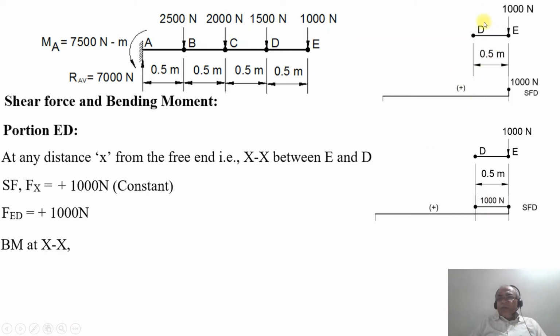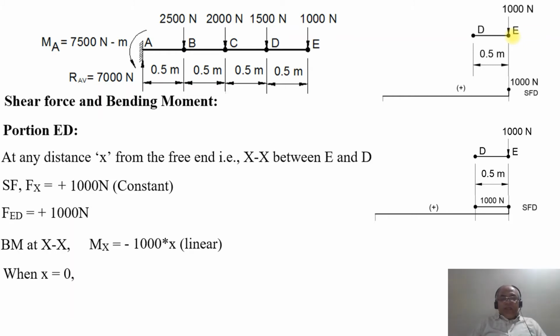Now, what is the bending moment at the section XX? Suppose you are considering the section here, at distance x from the free end. What is the bending moment at this section? It is the force into the perpendicular distance, the load into perpendicular distance, 1000 into x. Since it is a hogging bending moment, it is going to be negative. So Mx will be equal to minus 1000 into x. Since the power of x is 1, the bending moment diagram, the line joining the 2 points, is going to be a linear line.